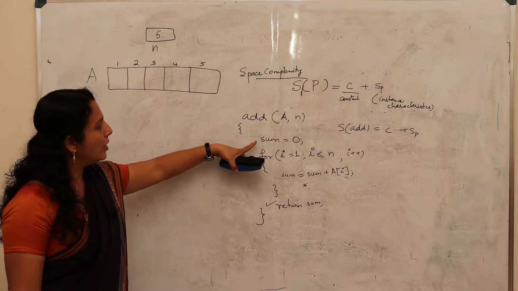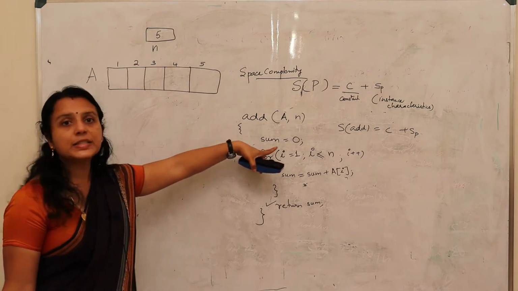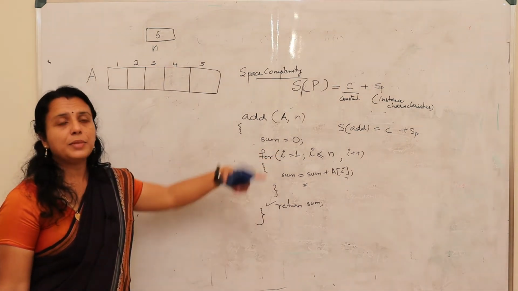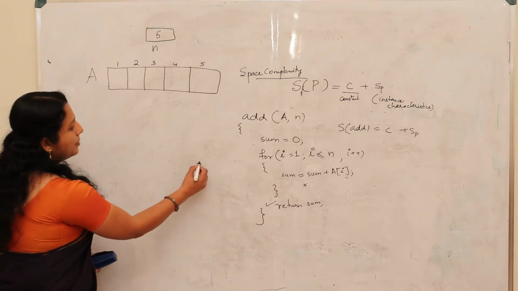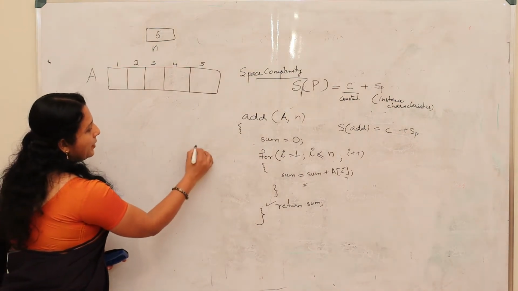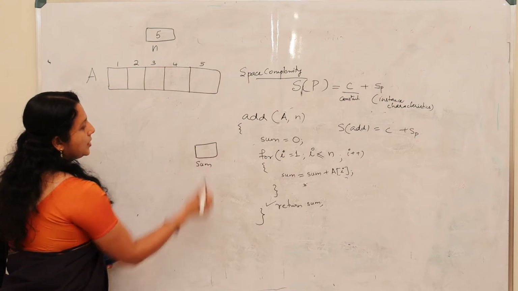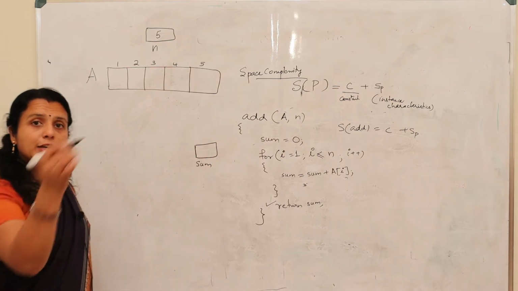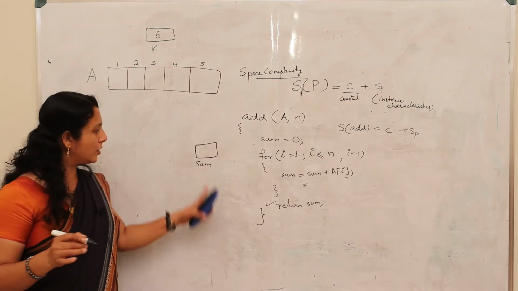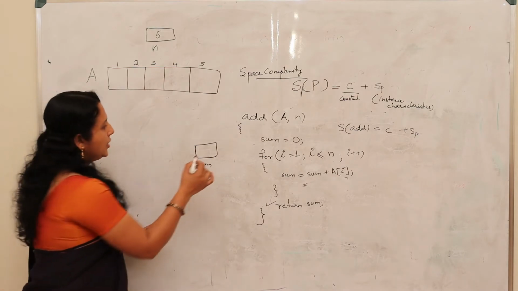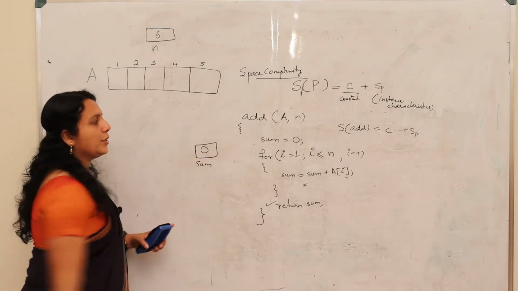So now when execution starts, the first statement is sum equals 0. That means there is a variable sum and this is pointing to a memory location, and we are symbolizing that memory location with the name sum, and initially what is the value present? It is 0.